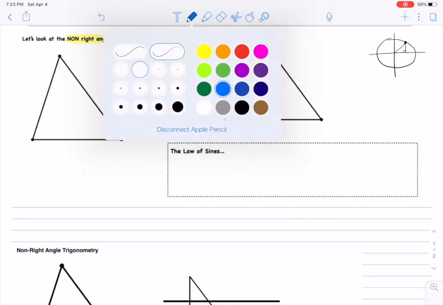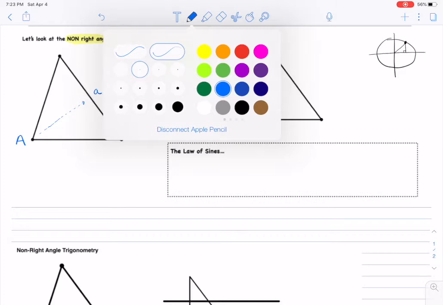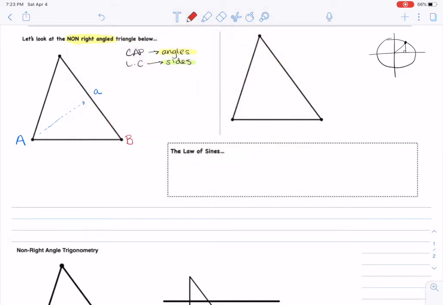So I'm going to put these on my triangle. So this is just random. I'm calling that capital A. And the side directly across from that capital A, we tend to call lowercase a. Same thing if we did capital B, the side across from it, we would call lowercase b. And then same thing if we did capital C, the side across from it, we would call lowercase c. So just be very careful when you're writing your letters to make sure you're writing capitals for angles and lowercase for sides.